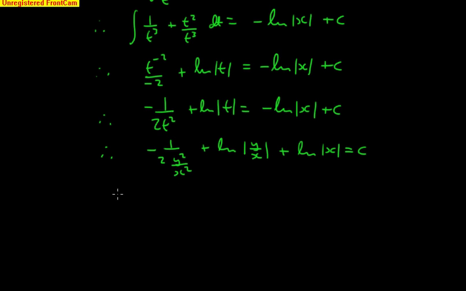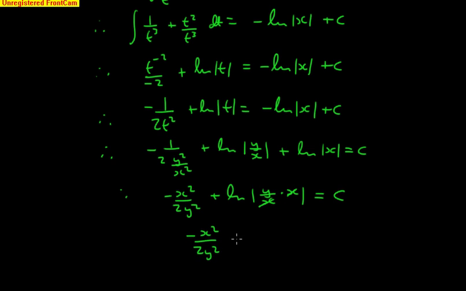Left-hand term, x squared will come to the top, so it's negative x squared over 2y squared plus ln y over x times x, because when you add logs you can multiply the numbers. That'll divide out. And that's looking about as simple as we can make it.